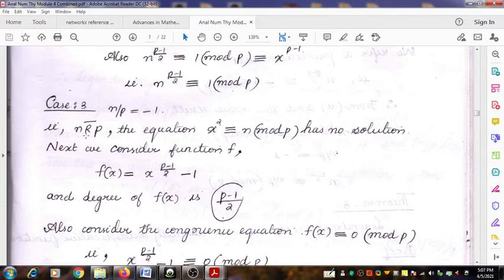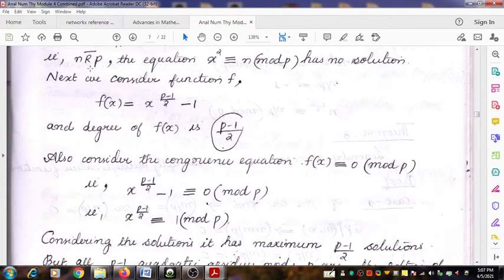Next, you are asked to consider a function. We are defining a function f(x) equal to x raised to p minus 1 by 2 minus 1. f(x) equal to x raised to p minus 1 by 2 minus 1. And the degree of this equation is p minus 1 by 2.